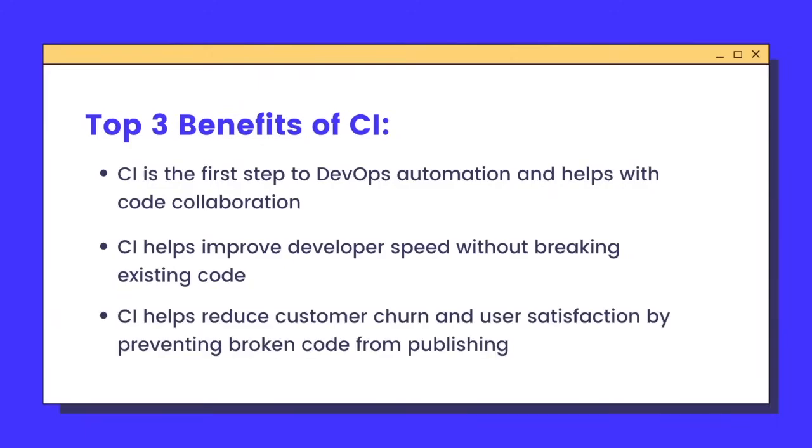CI also reduces customer churn. Problems in the software are much less likely to occur if you have comprehensive tests that run automatically. As long as you get those checkmarks, you can be reasonably sure that the core features of your application will continue working. So how would you integrate CI into your development process?